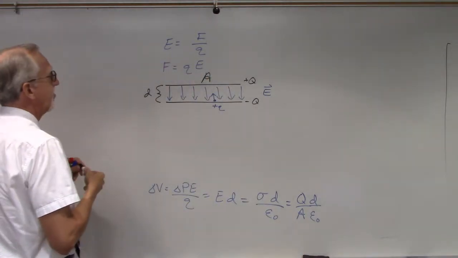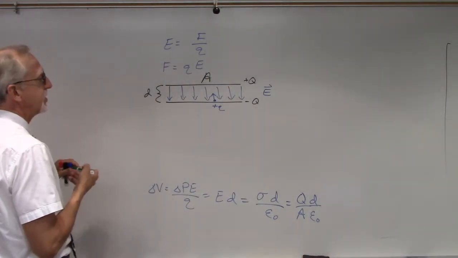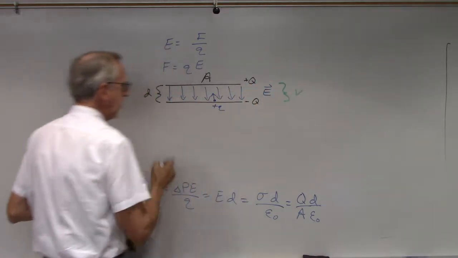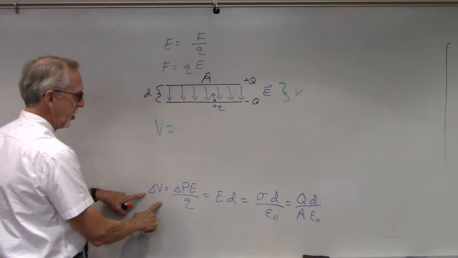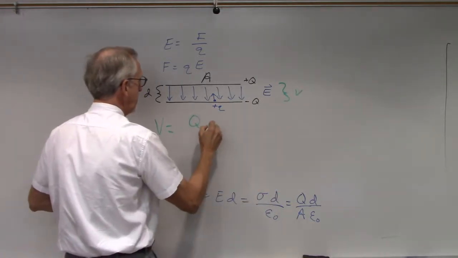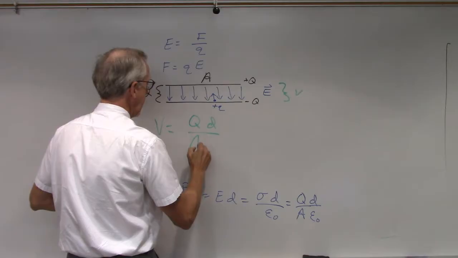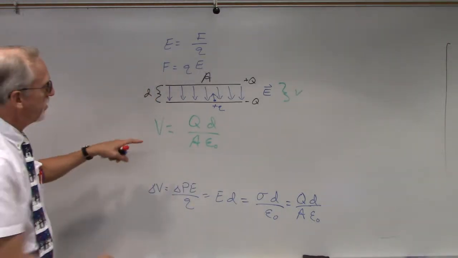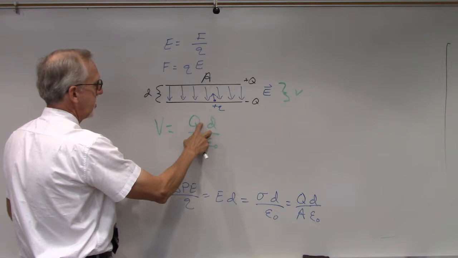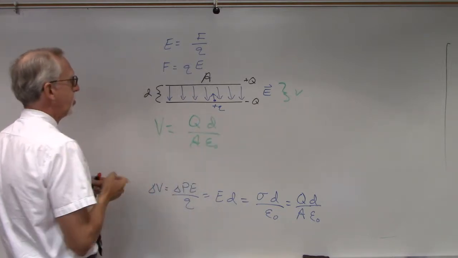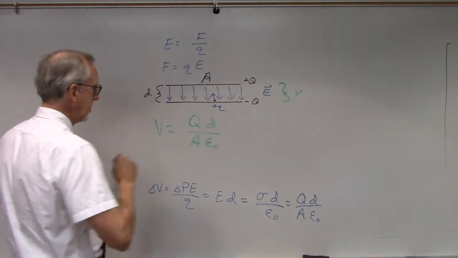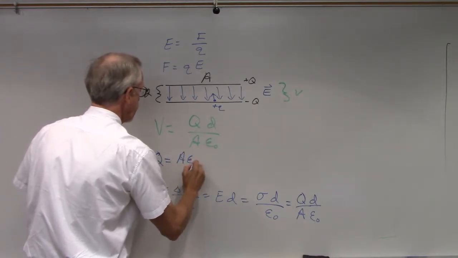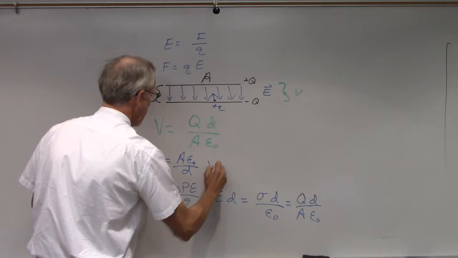If we have a capacitor with a voltage between the plates of V, that voltage is equal to Q d over A epsilon naught. Now I want to rewrite this a little bit. I'm going to leave the Q and take this part and put it over with the V. So we end up with Q is equal to A epsilon naught over d times V.